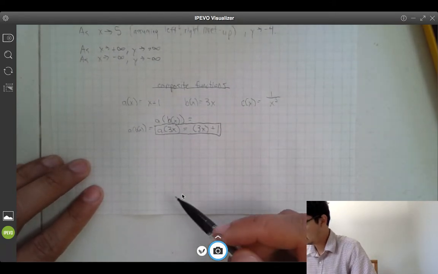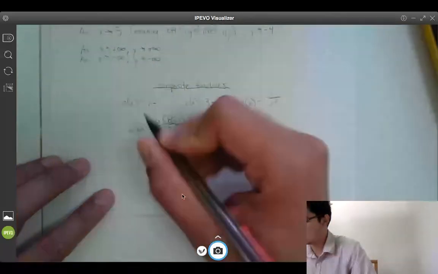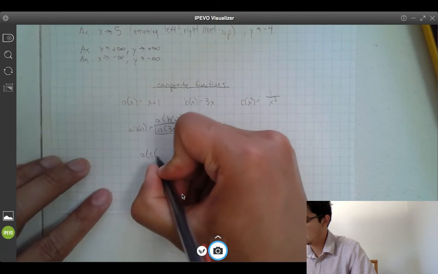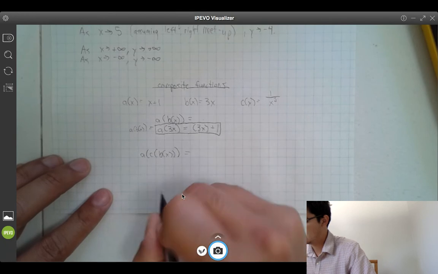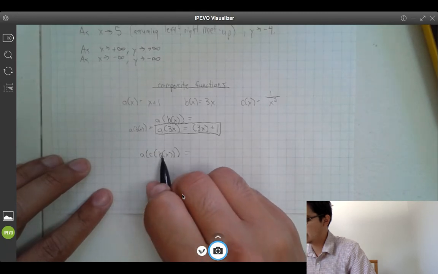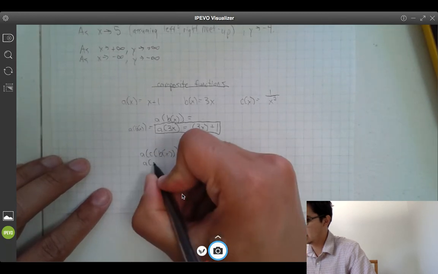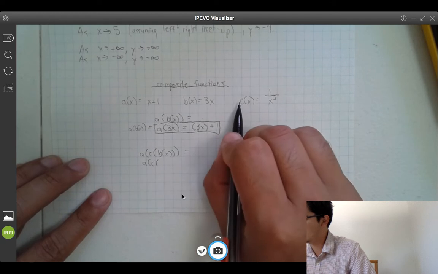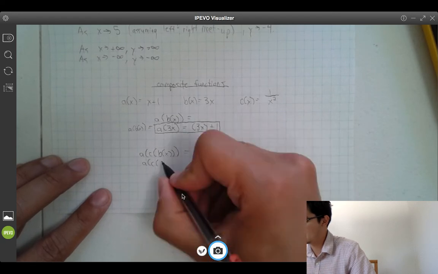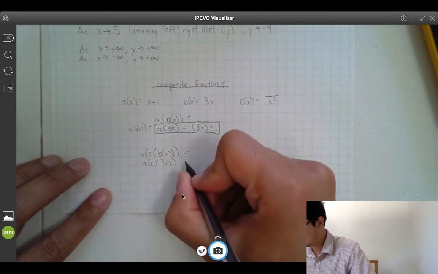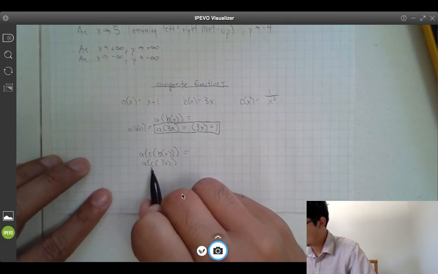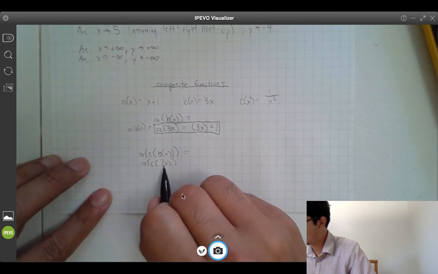All right. Say we want to go even deeper and say I want a of c of b of x. What would this composite function look like? So b of x is now going to become the input for c. So it's going to be a of c, and c is going to take your input of b of x, which is 3x. Should I have the number of parentheses correct? And now c is going to take the input of 3x.